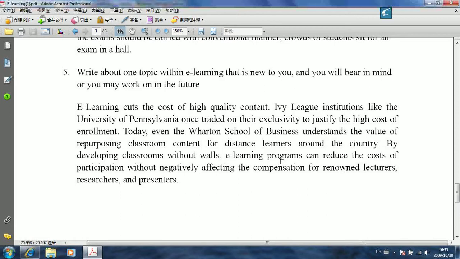Like we all know the Ivy League institutions like the University of Pennsylvania once traded on their exclusivity to justify the high cost of enrollment. Today, even the Walden School of Business understands the value of repurposing classroom content for distant learners around the country. By developing classrooms without walls, e-learning programs can reduce the cost of participation without negatively affecting the compensation for renowned lecturers, researchers, and presenters.